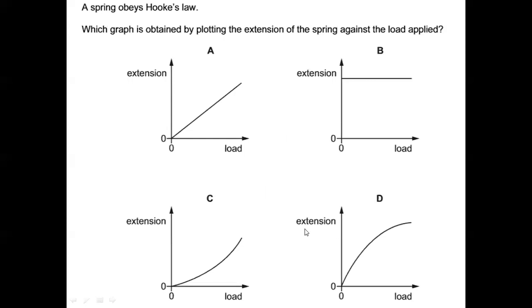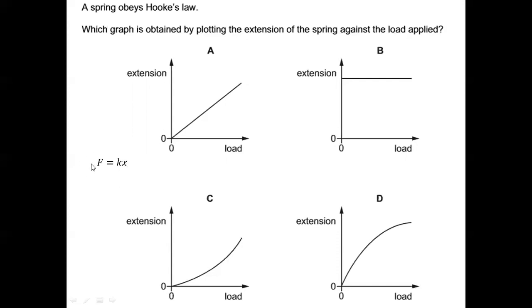Okay, so in this question, we have a spring that obeys Hooke's law. Which graph is obtained by plotting the extension of the spring against the load applied? Remember that the equation for Hooke's law is F = kx, where k is the spring constant, F refers to the force or the load, and x is the extension.